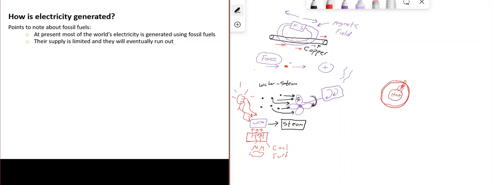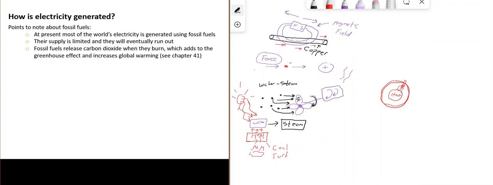Their supply is limited and they will eventually run out. So again, this way of generating electricity is not sustainable into the future. It's okay for the time being, but future generations need to be able to generate electricity. Fossil fuels release carbon dioxide when they burn, which adds to the greenhouse effect and increases global warming.